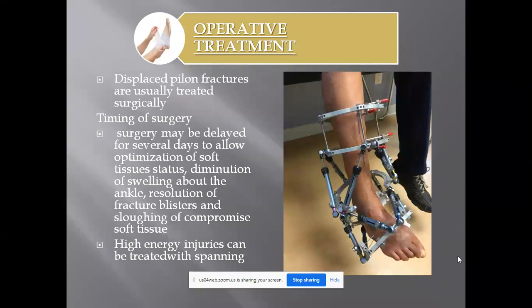The operative treatment: displaced pilon fractures are usually treated surgically. Timing of surgery may be delayed for several days to allow optimization of soft tissue status, diminution of swelling about the ankle, resolution of fracture blisters, and sloughing of compromised soft tissue. High energy injuries can be treated with spanning.